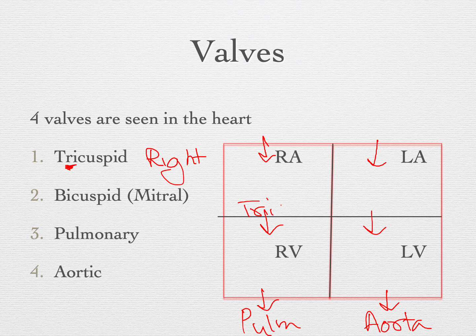The last two valves are also known as semilunar valves, and these include the pulmonary and the aortic valve present over the regions. So just to summarize, there are two cuspid valves which include the tri and the bicuspid valves, and these valves are sometimes also referred to as the AV valves or the atrioventricular valves. And then there are the semilunar valves.